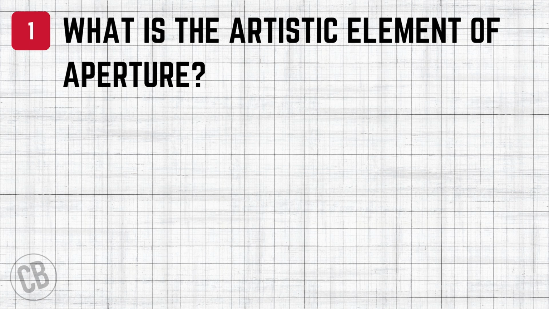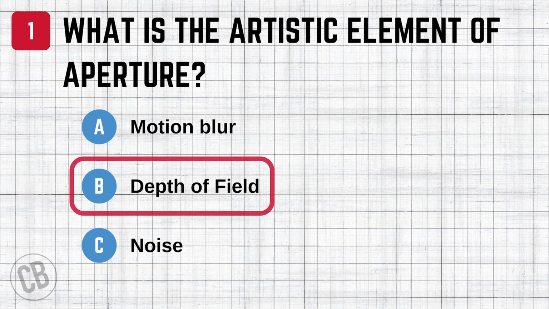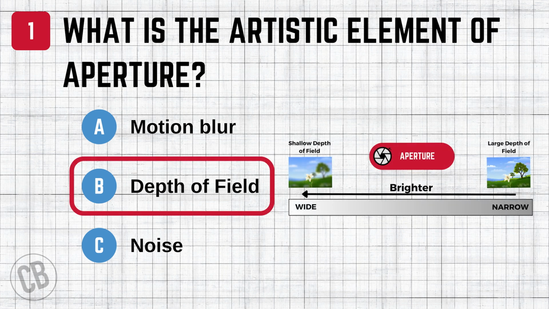Number 1, what is the artistic element of aperture? Is it A, motion blur, B, depth of field, or C, noise? The answer is B, depth of field. Remember that the trade-offs with aperture are having either a wide and brighter image with a shallow depth of field, or a narrow and darker image with a large depth of field.